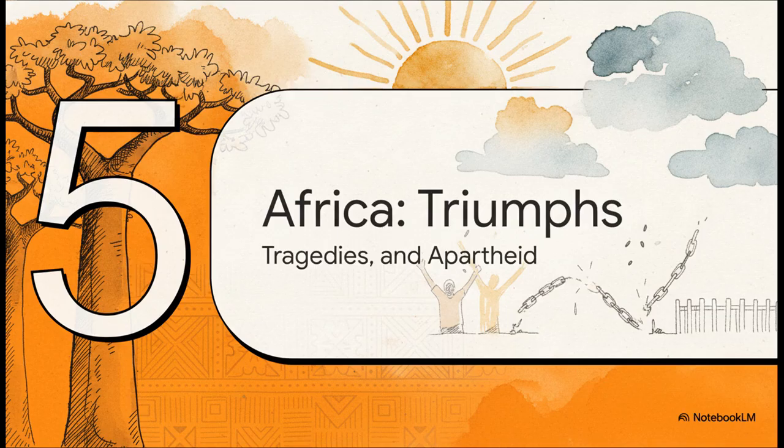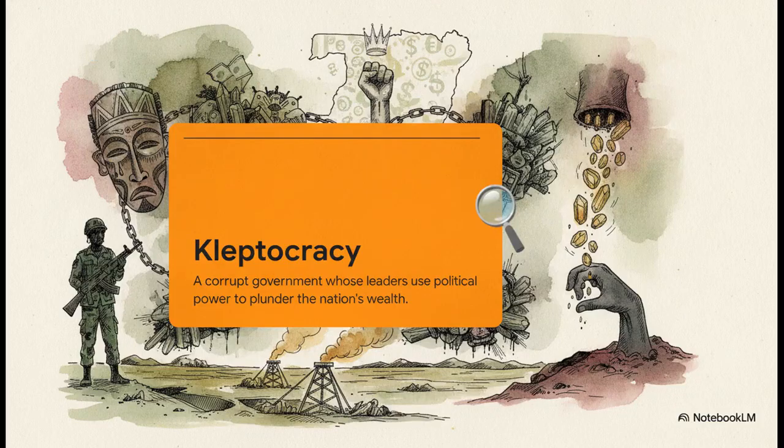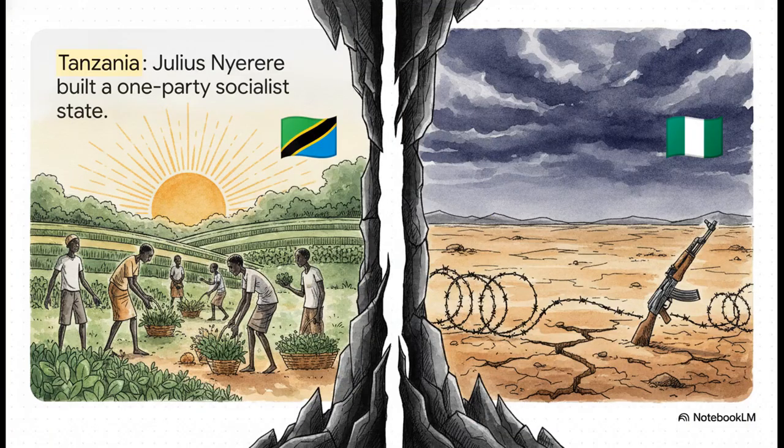Let's look closer at that in Section 5, Africa, Triumphs, Tragedies, and Apartheid. Unfortunately, one of the most devastating crises to emerge was the rise of kleptocracies. In places like the Congo, independence in 1960 quickly collapsed into civil war. Eventually, Mobutu Sese Seko seized control and renamed the country Zaire. His authoritarian rule became the literal textbook definition of a kleptocracy, as he plundered the nation's vast mineral wealth for decades. It perfectly illustrates the tragedy of resource wealth being used to fund conflict and corruption rather than actual national development.